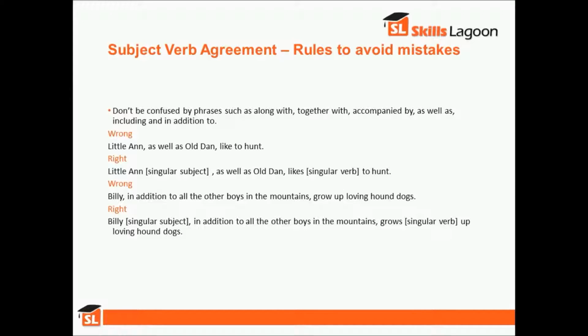Billy, in addition to all the other boys in the mountains, grow up loving hound dogs. In addition to is the additive phrase. On the left hand side is Billy. On the right hand side is all the other boys. As we discussed, the subject is the one which is on the left hand side. So Billy is singular. Correct formation is Billy, in addition to all other boys in the mountains, grows up loving hound dogs.